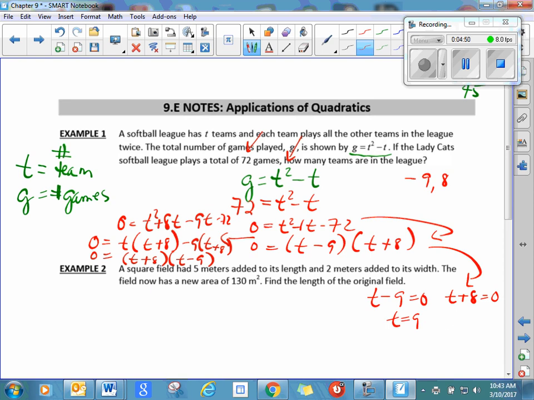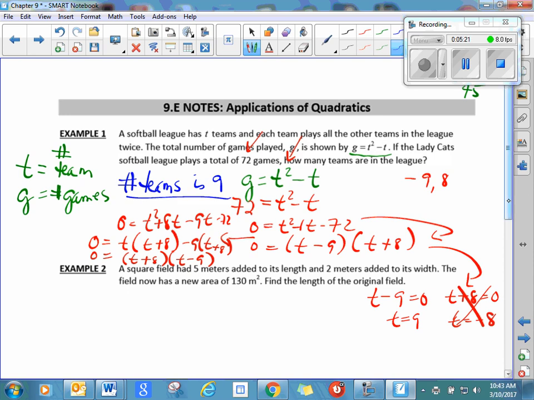Add 9 to both sides, and T is equal to minus 8. So you go back and look to answer the question, and the question says how many teams are in the league. Well, we can't have a negative number of teams in the league. So we're going to throw out this equation. Even though it's a mathematical equation, it is not possible for the scenario of this problem. So the number of teams is 9. That's the answer to the question.